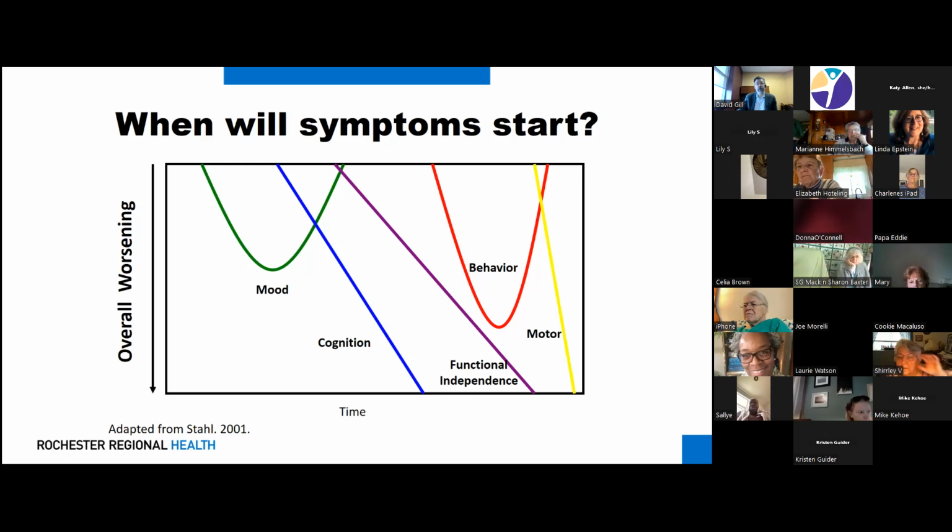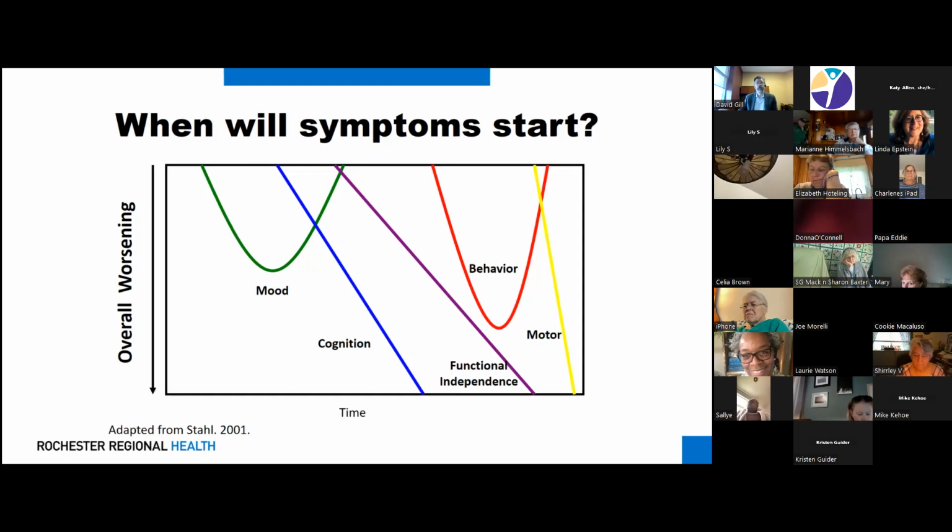And that's helpful to remember: mood symptoms often start early, memory problems start next. Only after that are there behavioral issues that might be agitation, sundowning, hallucinations. They don't always happen, but often do, but they don't happen early. And somebody shouldn't have problems getting around early in the stages of Alzheimer's disease.